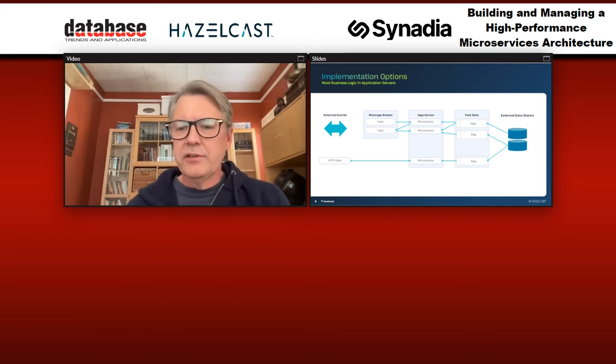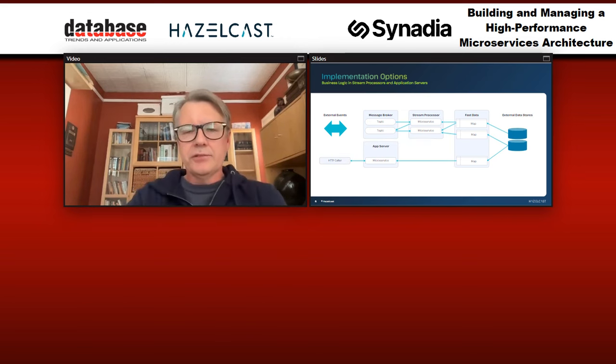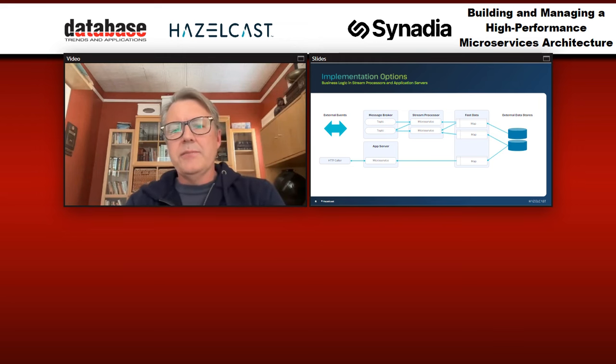Okay, so that's variant one. Now variant two is to use a stream processor for processing messages rather than using app servers.